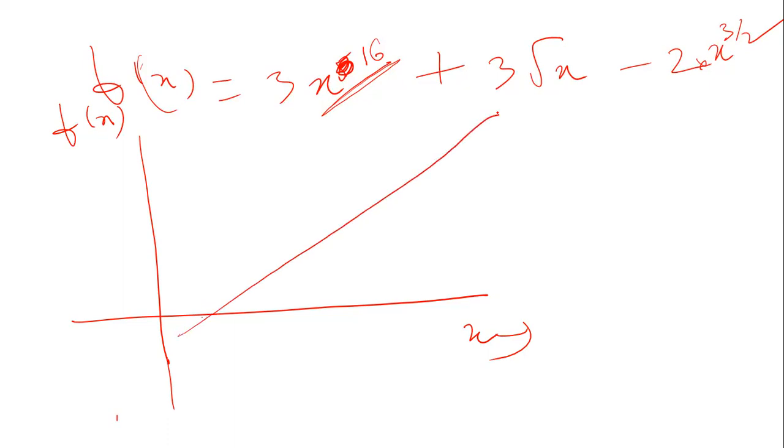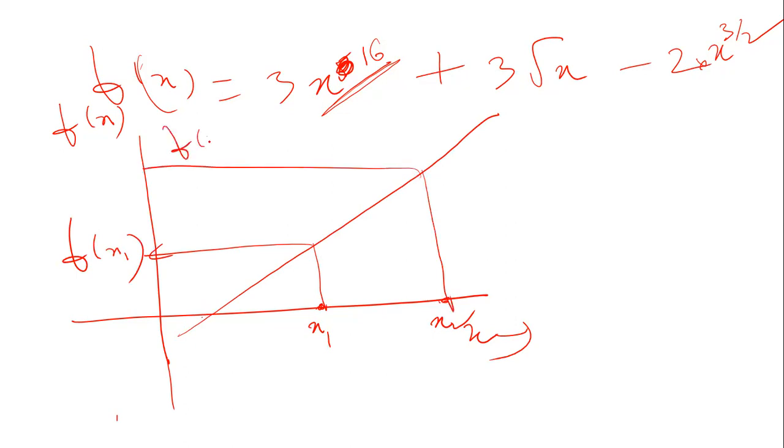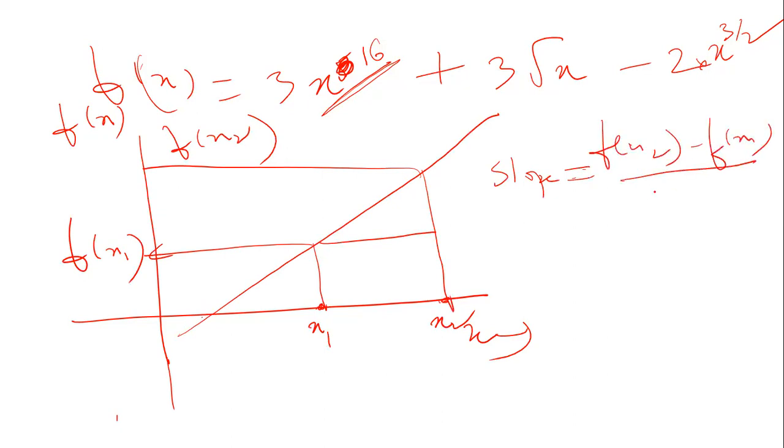The function is a straight line. Now, you just take these two points, let's say x1 and x2. At x1, what is your functional value? F of x1. What is the functional value here? F of x2. Now, how do we find the slope? The slope will be f of x2 minus f of x1 divided by x2 minus x1.